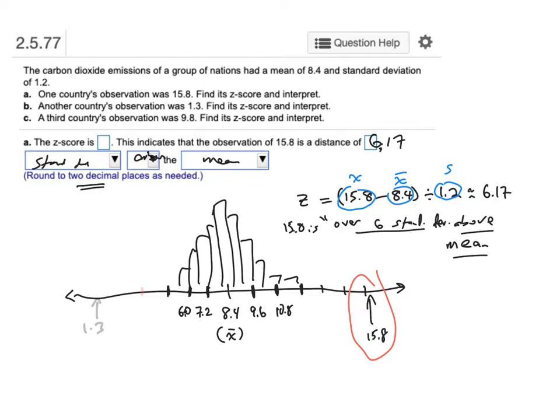The one thing that's interesting about 1.3 is that when I do the calculation for the z-score, I always take my value, subtract the mean, and divide by the standard deviation.